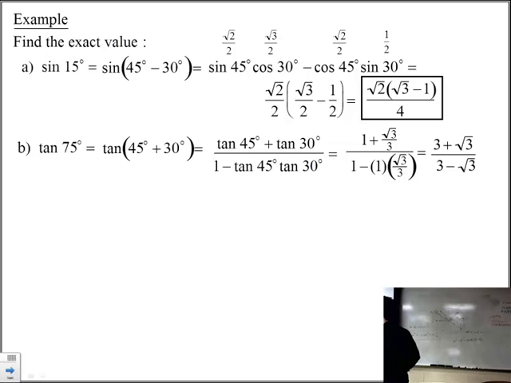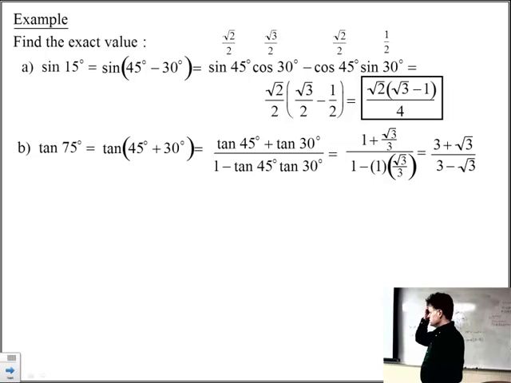All right. Let's do that again with the tangent of 75 degrees. So 75 is not a special angle, but it's the sum of two special angles, 45 and 30. Plug that into the formula for the tangent of a sum. I get that. And now plug in these values. Tangent of 45 is a 45 degree angle. What's the slope? The slope is rise over run. It's just 1. So tangent of 45 is 1. Tangent of 30 is root 3 over 3, over 1 minus 1 times root 3 over 3.